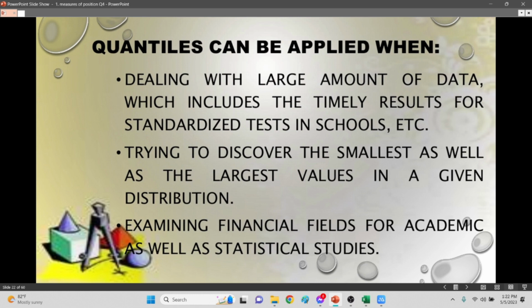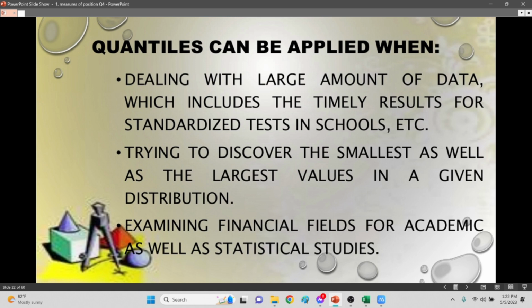Quantiles can be applied, first, when dealing with a large amount of data which includes the timely results for the standard tests in school, etc. For example, the NAT. So we have thousands of students taking the National Achievement Test or quarterly exams. So bigger numbers and timely results. So we need those values to create an analysis or an explanation for those scores.